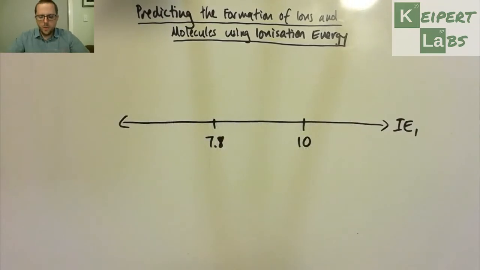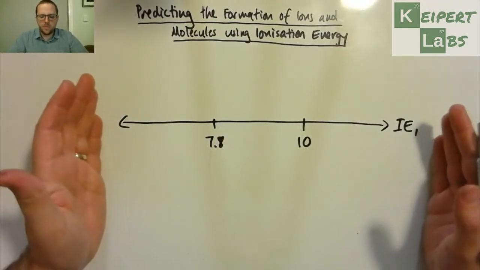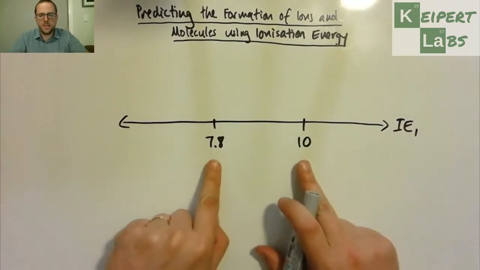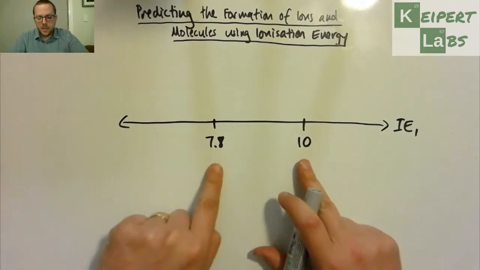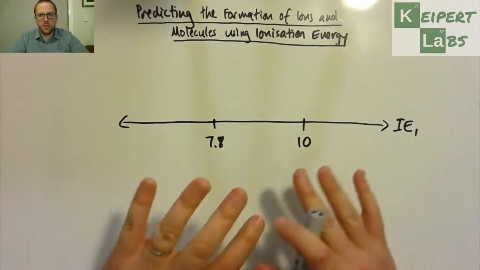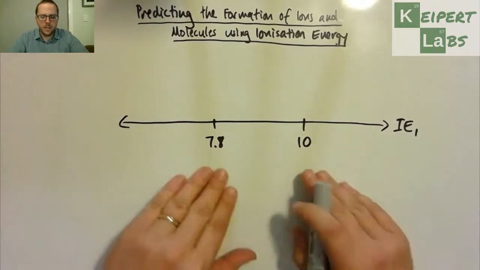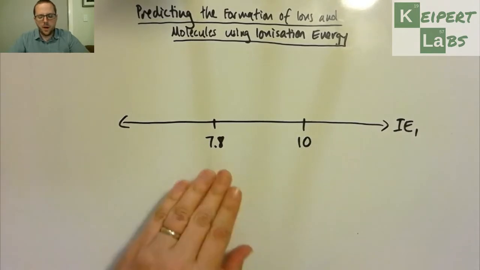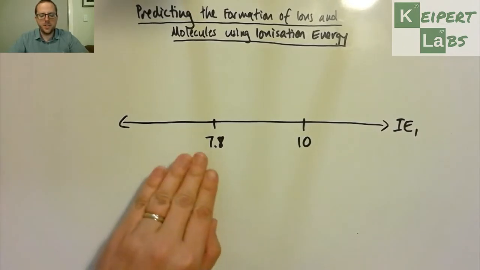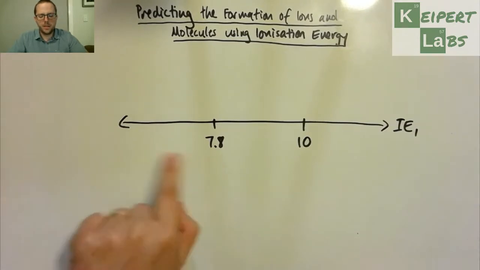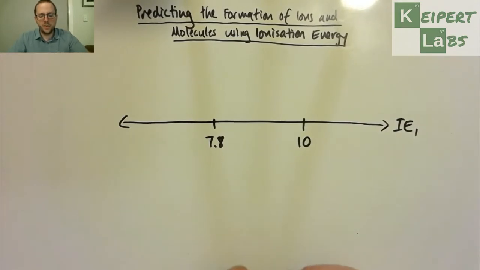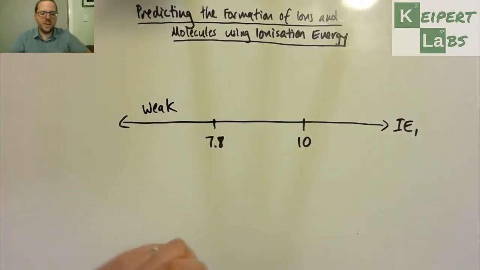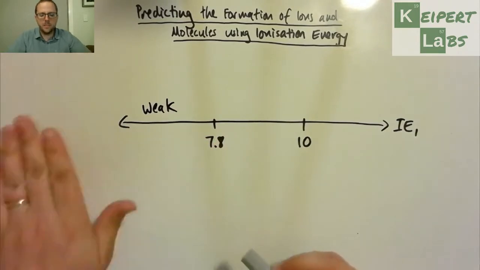So what we set up here is a spectrum of the values for the first ionisation energy, and I've set up two particular numbers which are relevant. At the moment I'm just setting up these rules so that you know how to use them, not really explaining why it's these numbers at this stage. If an atom has a first ionisation energy of less than 7.8, then its electrons are very easy to remove, so we would say that it's a weak attraction.